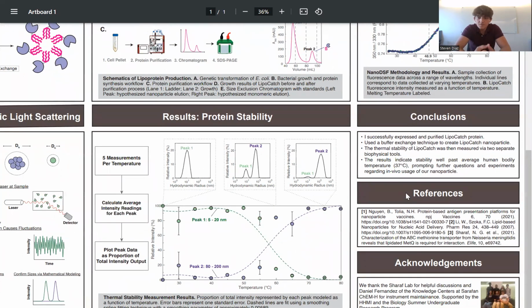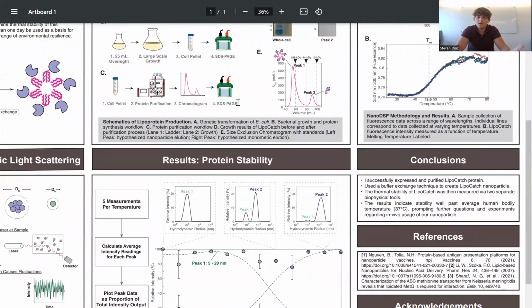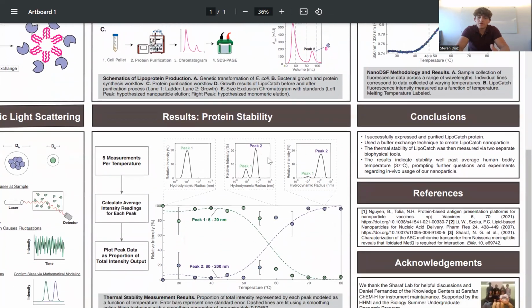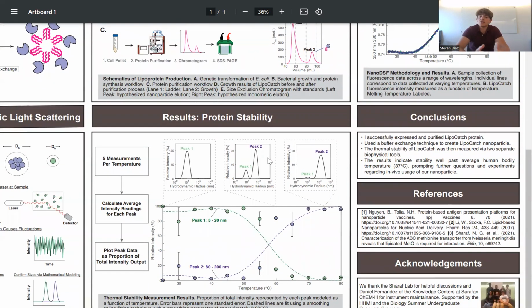For some concluding statements, I successfully expressed and purified the lipocatch protein up here. I used a buffer exchange technique to create the lipocatch nanoparticle. The thermal stability of lipocatch was then measured via 2 separate biophysical tools. And the results indicate stability well past average human bodily temperature, prompting further questions and experiments regarding in vivo usage of our nanoparticle.